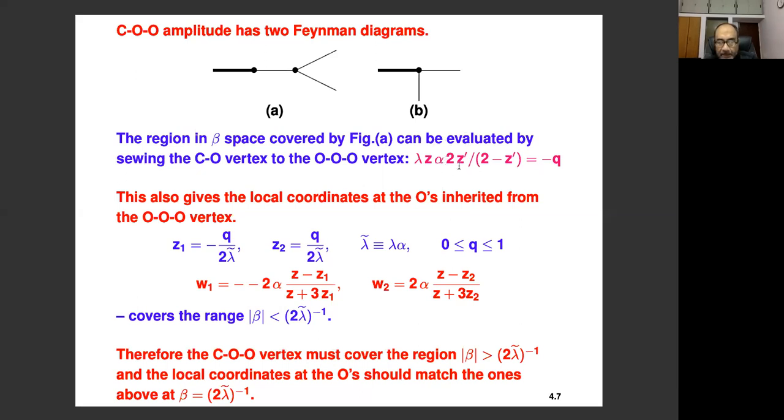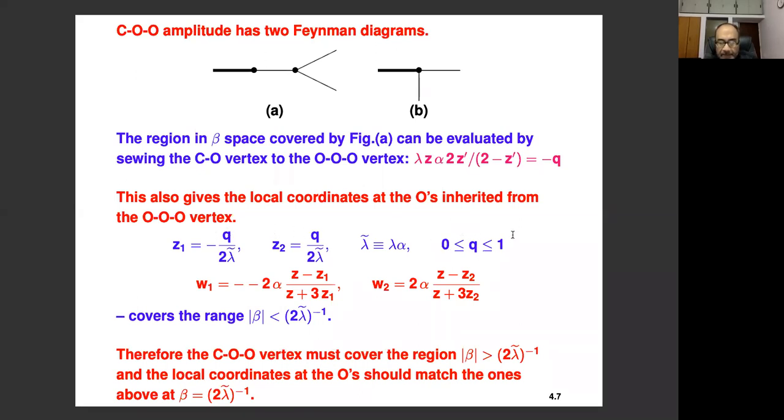And you can easily convince yourself that if you set z prime equal to 1, the location z that this corresponds to in the z plane is the position minus q over 2 lambda tilde. If you take z prime equal to infinity, then that corresponds to z2 equal to q over 2 lambda tilde. So this is really beta, right? Because we place the open string punctures symmetrically at minus beta and beta.